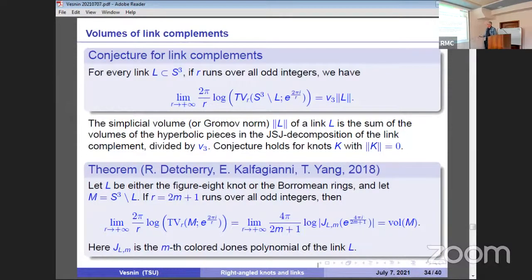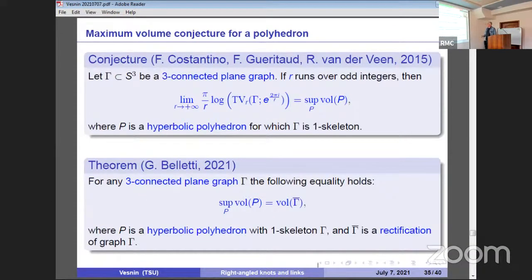And one of the recent results is due to Detcherry, Kalfagianni, and Yang. They observed that if your link is the figure-8 knot or the Whitehead link, then the expression on the left can be transformed into an expression in terms of the colored Jones polynomial, and on the right, again, you have volume. So some volume conjectures are formulated in terms of the colored Jones polynomial, some in terms of the Reshetikhin-Turaev invariant. This originally was for manifolds, particularly for links.